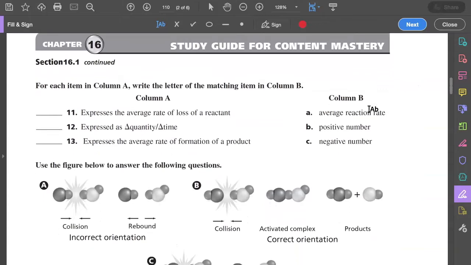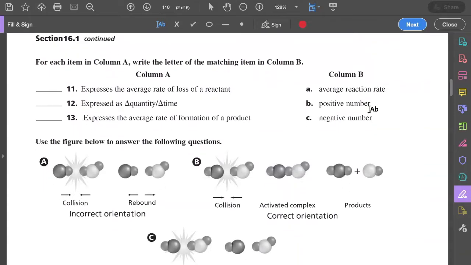Way to go. Moving on to page 2, we have matching. For each item in column A, write the letter of the matching item in column B. Number 11, this expresses the average rate of loss of a reactant. Well, what they mean here is that we require a negative number for a change in the reactant, don't we? Because reactants are lost in the reaction and products are gained. That's why in our formula we put a negative symbol in front of the change in reactant over time. Since the reactant change is going to be negative, the negative of a negative makes that rate positive.